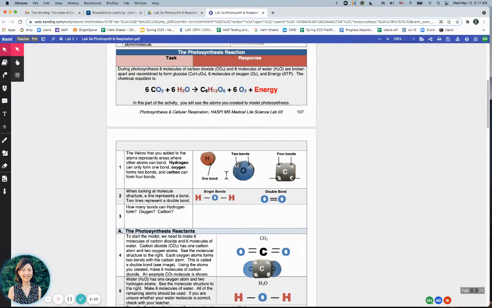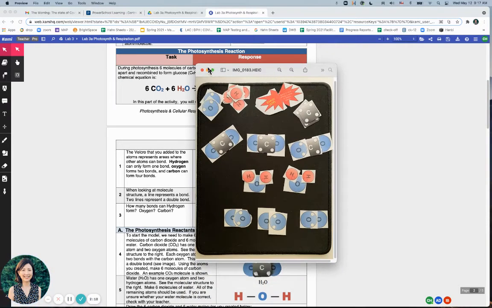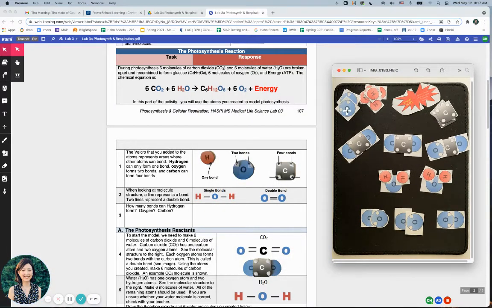All right, so the way that we're going to do this is, once you cut out your atoms, so each one of these circles is an atom, and when we put them together, they become molecules. So a lot of the questions are going to say how many atoms of this and how many molecules of this. So these are atoms, and then when you stick them together, this is a molecule. So these are two oxygen atoms, but it's one oxygen molecule, one molecule of O2.